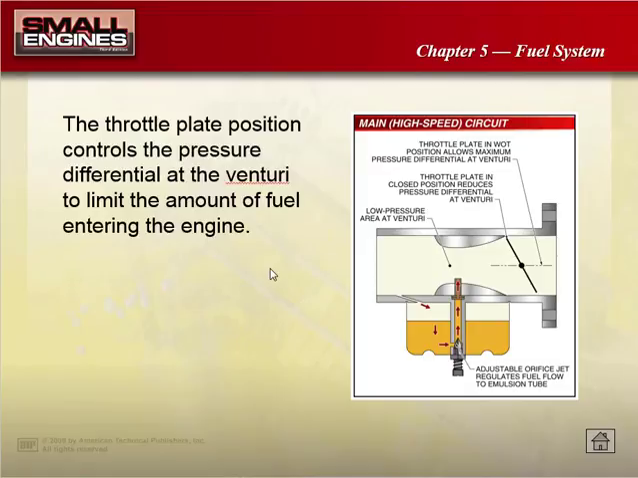Then we get to the throttle plate. The throttle plate is what opens and closes as we hit our gas pedal or our throttle on our engine in order to allow more of an air-fuel mixture in or less of an air-fuel mixture in. So by controlling the throttle, we could actually control the RPMs on that engine.